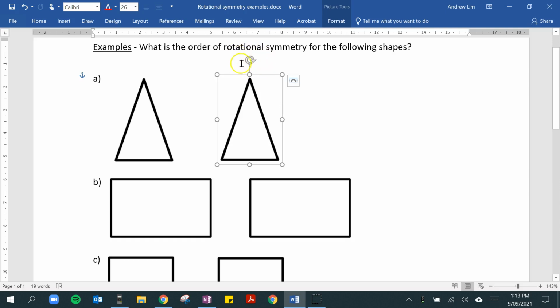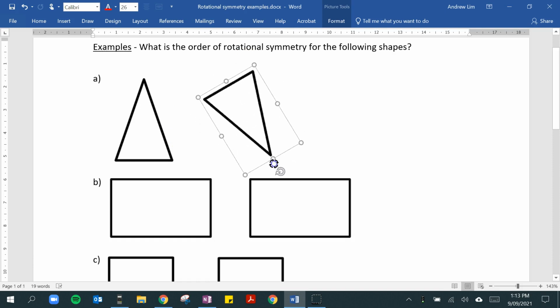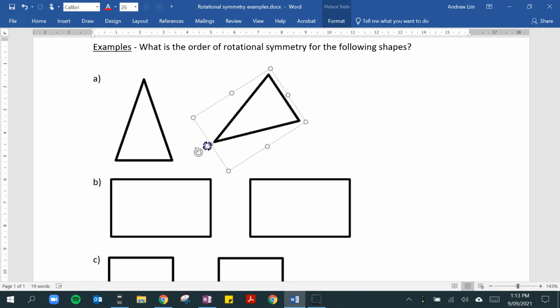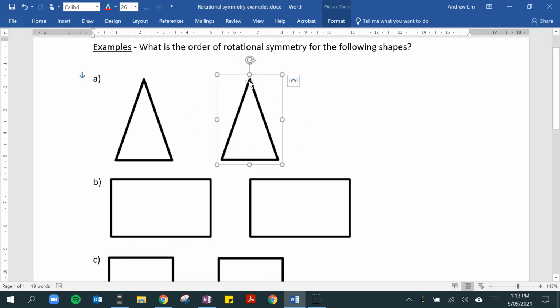So have a look up here. I'm going to click and drag this and make sure that when it comes all the way around, that's going to become one full revolution when I come back to the top. So let's start rotating it. Nope, still doesn't look the same, still doesn't look the same, still doesn't look the same, and now it does. After one full rotation, it only looks the same once, so it has an order of rotational symmetry of 1.